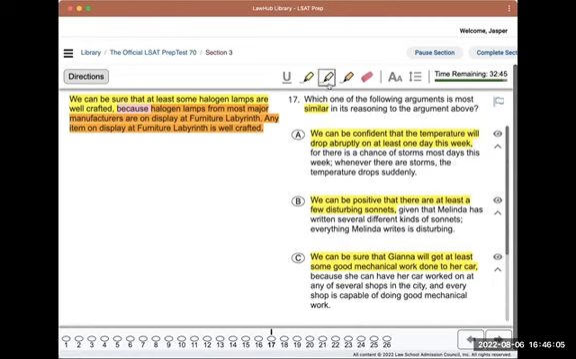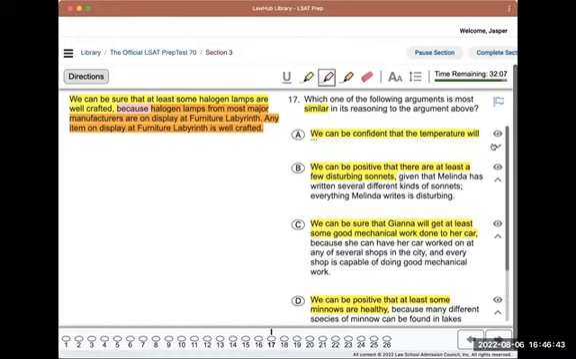All right, let's keep going. Let's look at the evidence here. So, 4, there is a chance of storms on most days this week. And whenever there are storms, the temperature drops suddenly. Okay, so here we have an issue because a chance of storms doesn't mean that those storms are actually going to happen, right? Whereas there are actually halogen lamps on display at Furniture Labyrinth, right? So this does not match in strength to the support for the original.